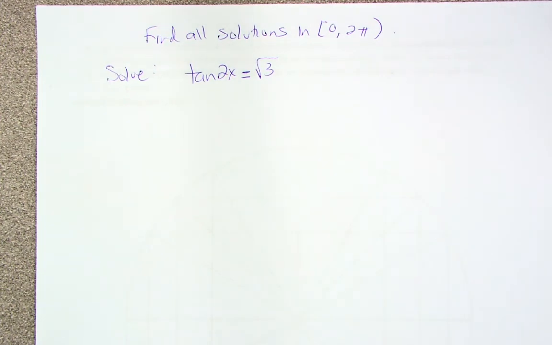The thing that's changed is I don't want you to find every solution possible, only all the solutions within one rotation from 0 to 2 pi. You notice I included 0 but not 2 pi because 2 pi is 0. So it is one complete rotation. So now I want to find all of the possible x's that are in between 0 and 2 pi.